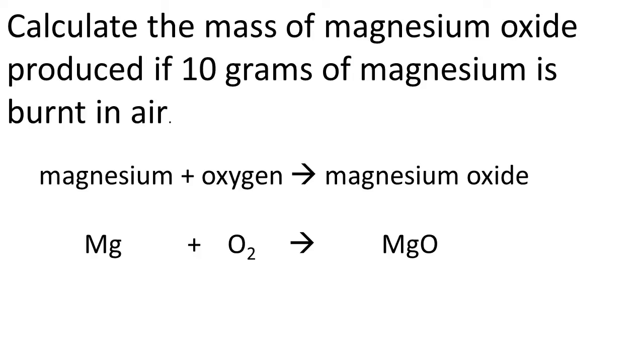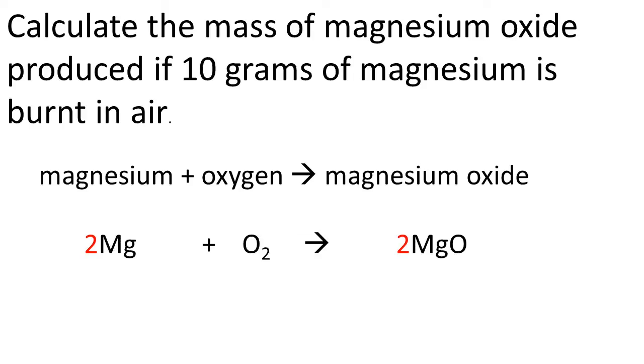Now, on the other side, you can't just add a small 2 to the magnesium oxide. You can't mess with the little numbers. So all we can do is put a large 2 in front of the whole thing. Now that sorts our oxygen problem out. That gives us 2 oxygens, but it's also given us 2 magnesiums. So we're going to have to go to the other side and put a 2 in front of that one as well. Now, that's the first stage. We've got our word equation, we've got our balanced symbol equation.